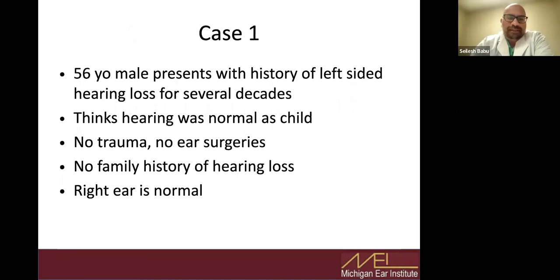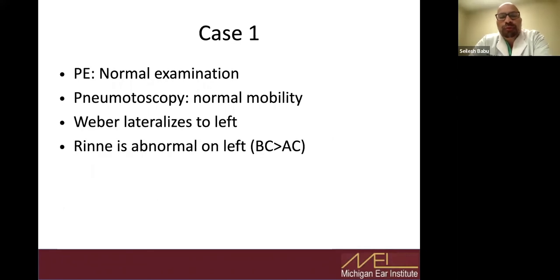I have a couple cases just to sort of highlight different episodes of conductive hearing loss. So I had a gentleman who was 56 years old who had a left-sided hearing loss for decades. He said he just didn't want to do anything about it. He was fine about it and that he was fine as a child and in high school. But then as years went on, he just kind of noticed a hearing loss on that side. No other relevant history. His contralateral ear was normal.